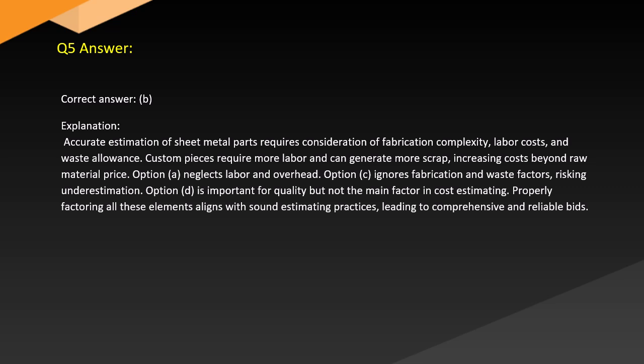Option A neglects labor and overhead. Option C ignores fabrication and waste factors, risking underestimation. Option D is important for quality but not the main factor in cost estimating. Properly factoring all these elements aligns with sound estimating practices, leading to comprehensive and reliable bids.